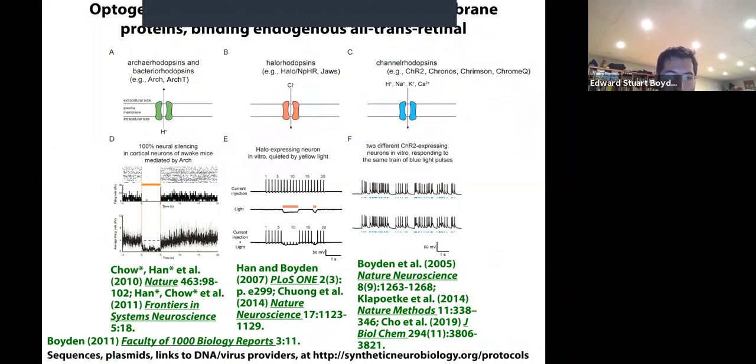Light-driven proton pumps: Brian Chow and Shuo Han, when they were working with me, found that we could express genes for light-driven proton pumps in neurons. Shine green or yellow light on these neurons, and they will pump protons out and shut them down. And one of these molecules that we called Arch is now very popular for neural silencing.